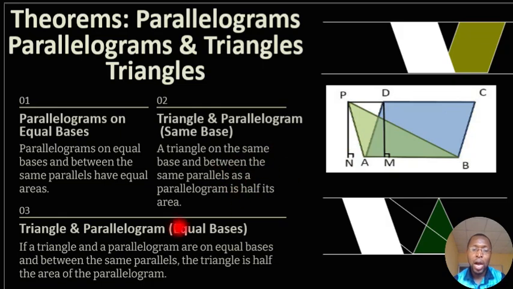That's the theorem. And the third one here is still on triangle and parallelogram. In this case, it says if a triangle and a parallelogram are on equal bases and between the same parallels, the triangle is half the area of the parallelogram. Still the same thing. The first one, they are on the same base. In the second one, the parallelogram and the triangle are not on the same base, but they have equal base. The base of the parallelogram here is the same as the base of the triangle. For the fact that they have the same base and they are within the same parallels, it means that the area of the triangle is half the area of the parallelogram. So that's what this theorem states.